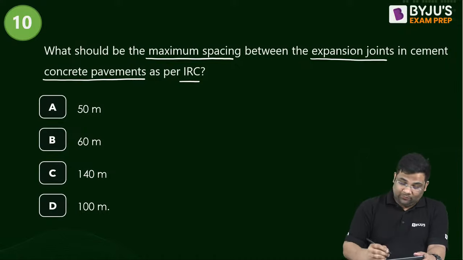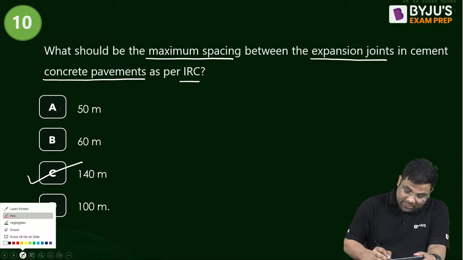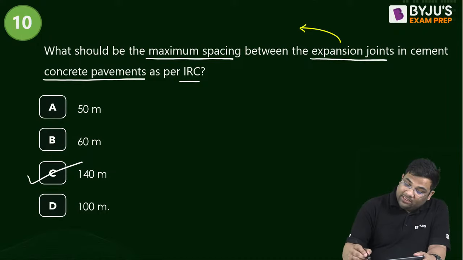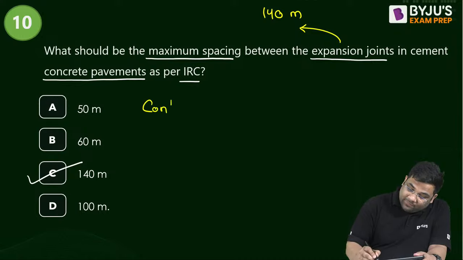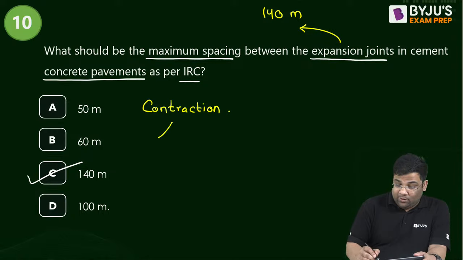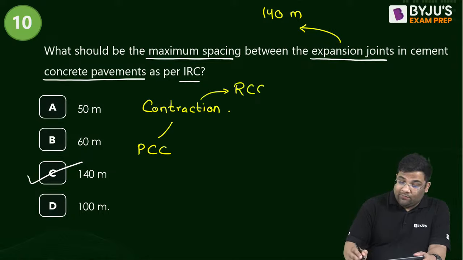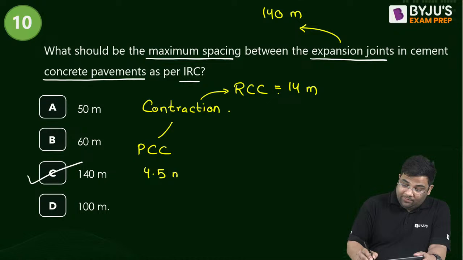Tell me the answer. Yes, 140 meter. Very good. Remember that for expansion joints, the maximum spacing is 140 meter. For contraction joints, it depends on whether it is PCC or RCC. In case of RCC, the maximum spacing is 14 meter. In PCC, it is 4.5 meter.